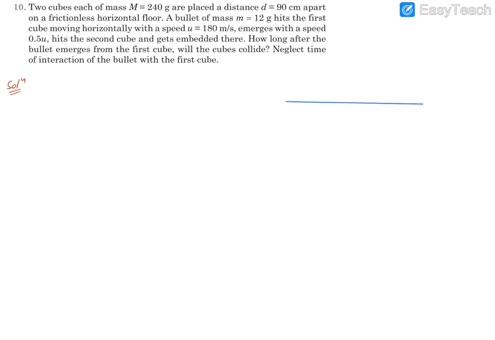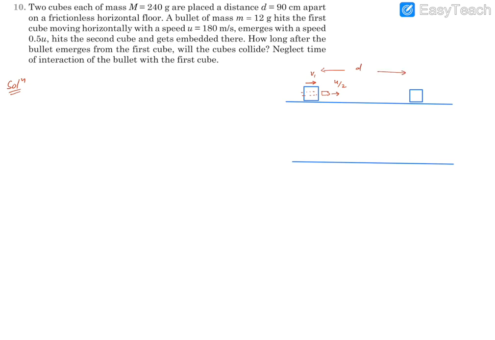So let's say this is a horizontal floor, and on this floor there is cube 1 placed over here, and cube 2 is placed over here. Let me explain what the first figure says. This is drawn for the situation when the bullet has come outside, moving with velocity u by 2. In the meantime the cube would have achieved some velocity v1 because the bullet has penetrated it, and the distance between these two cubes is given as d.